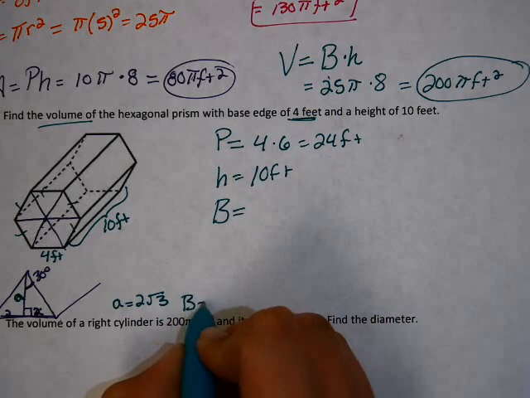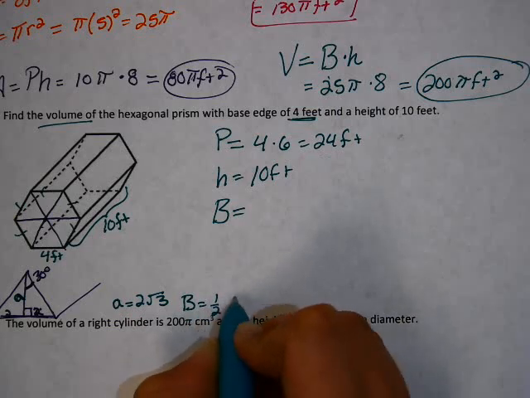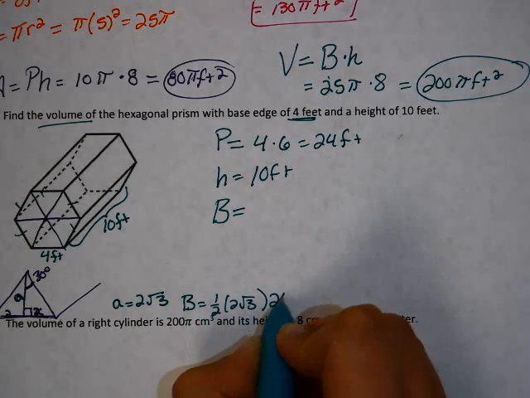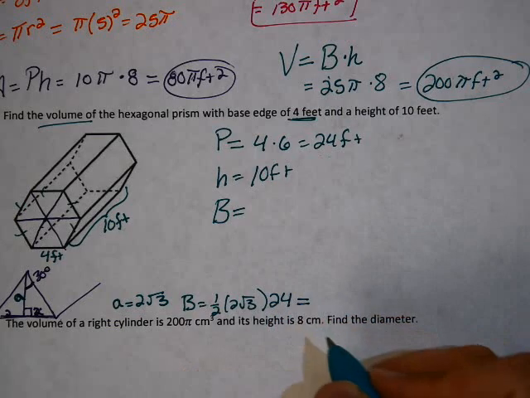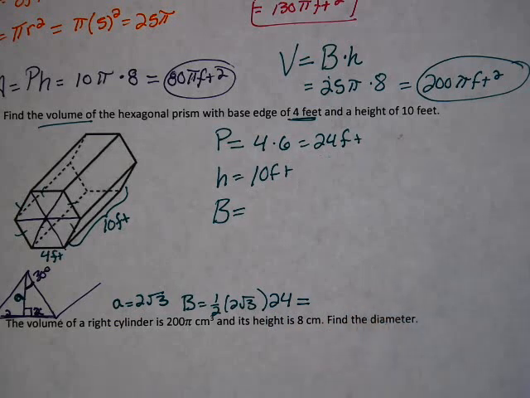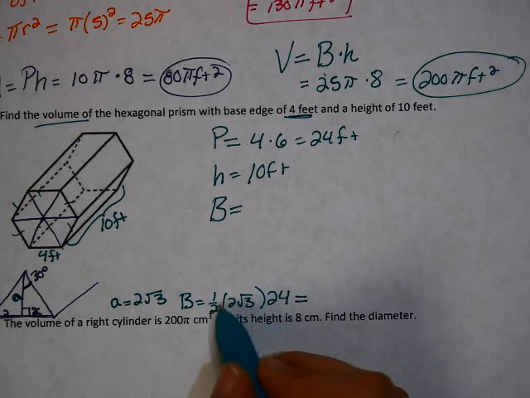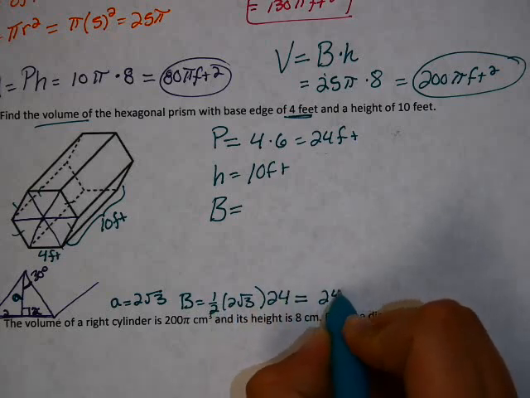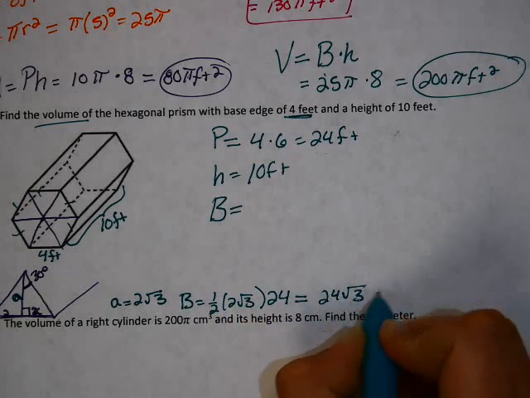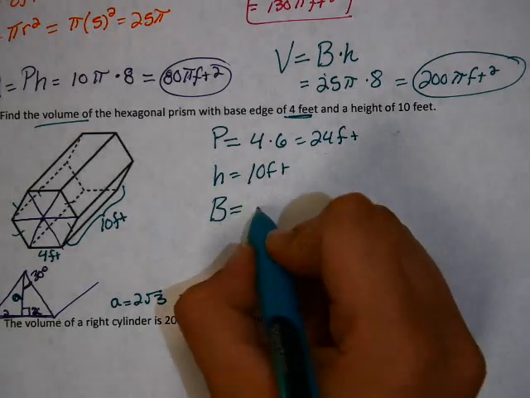So area of the base is going to be 1/2 my apothem, 2 square roots of 3, times the perimeter, which is 24. And I have 24 square roots of 3 feet squared.